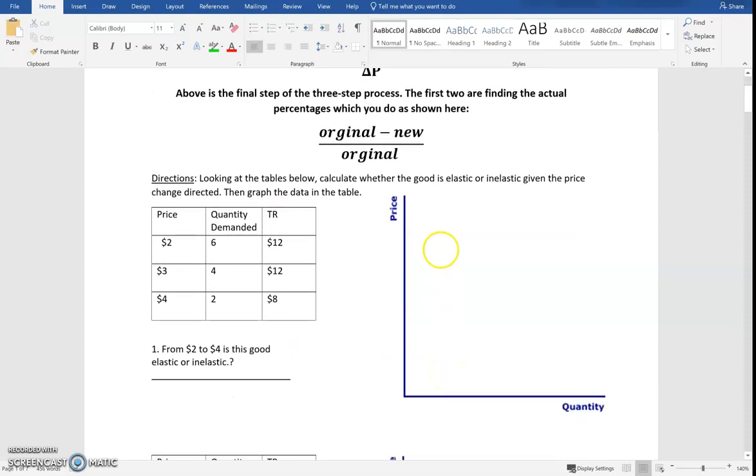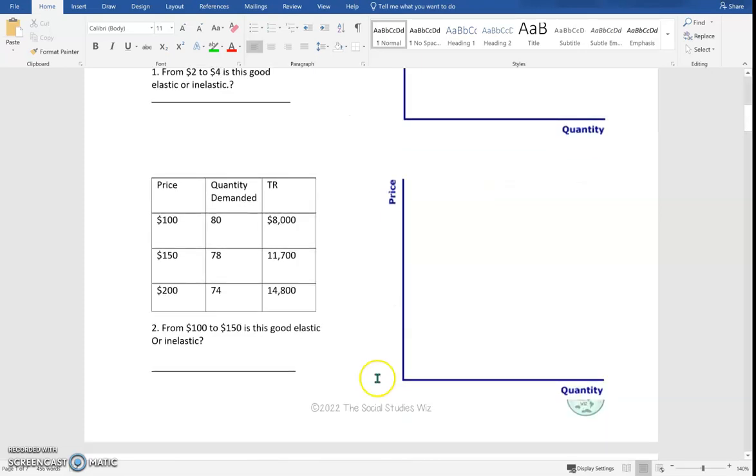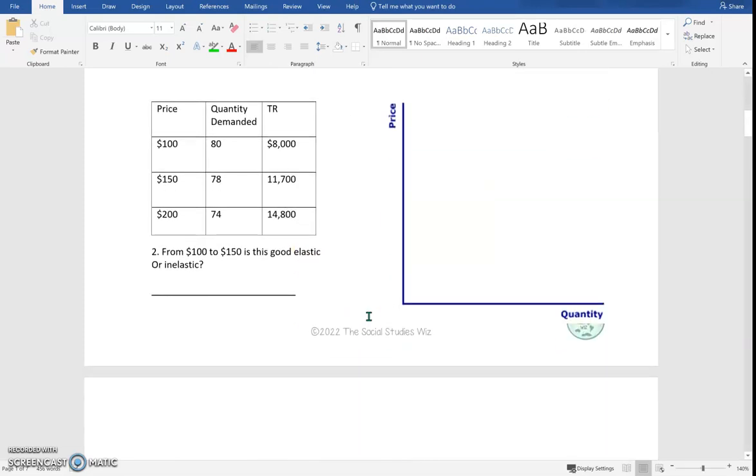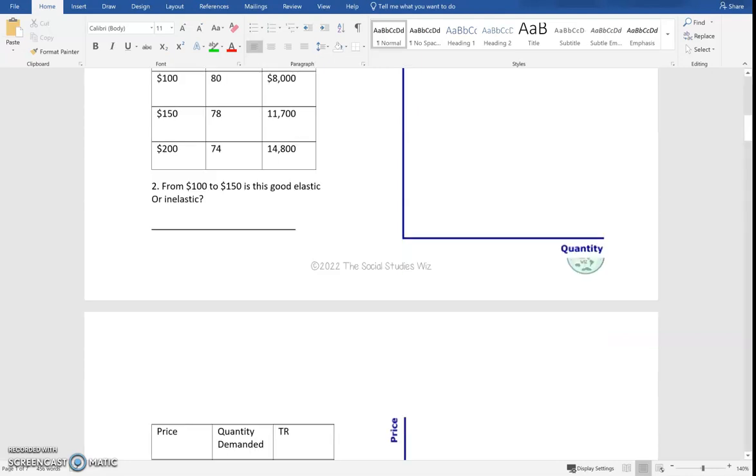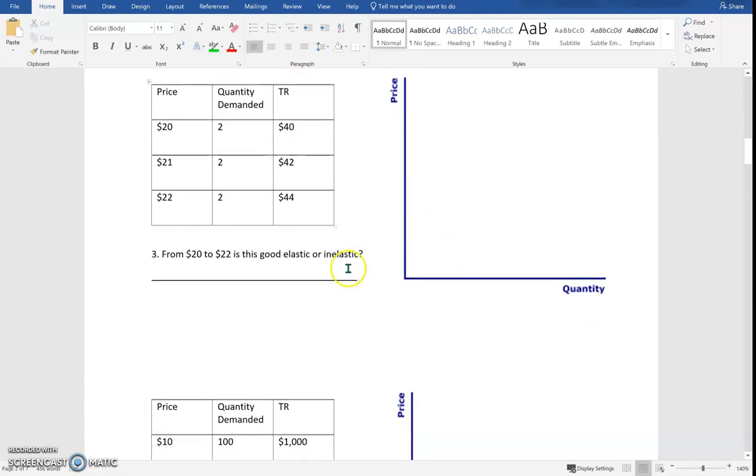Then you're also going to have to graph the data in a table. So we have our price axis, quantity axis. You're going to label your graph and draw it. Plot your points, okay? This unit of economics is very math dependent, okay? And you're going to do that for all of these. You may notice that when you're graphing some of these lines, the graph itself, when looking at your notes, shows that it is either perfectly inelastic or perfectly elastic, okay? So, do these four.